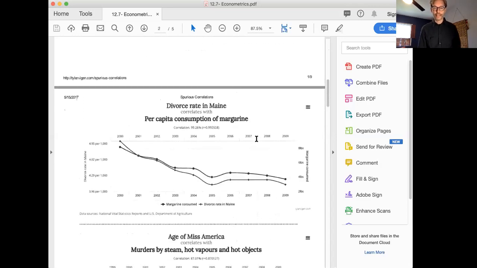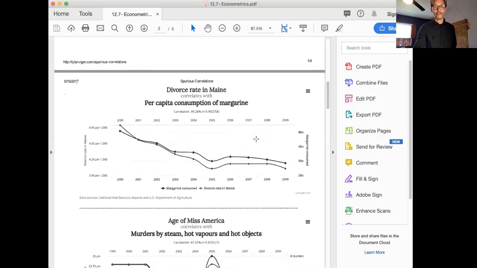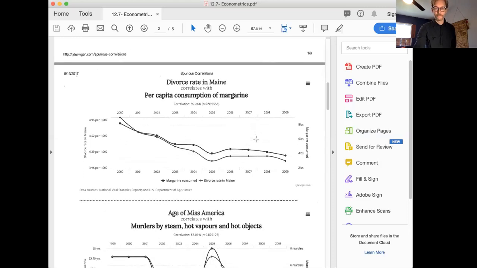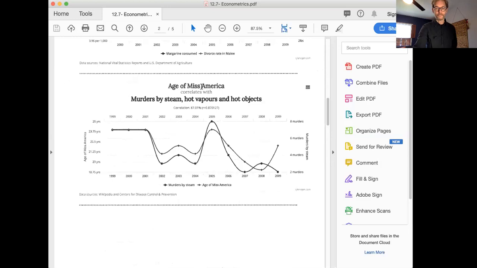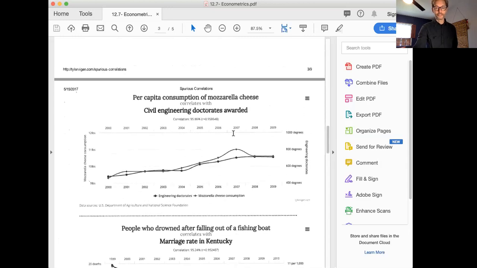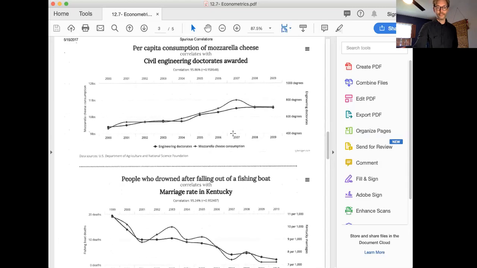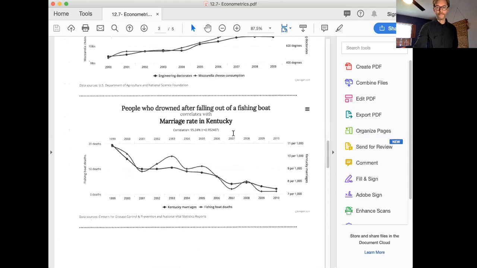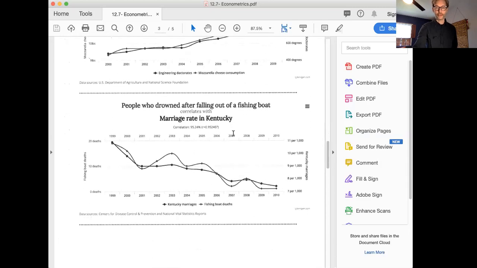You can flip through this handout and see all of the crazy relationships they found, like divorce in Maine relative to per capita consumption of margarine, the age of Miss America versus murders by steam, hot vapors, and hot objects, per capita consumption of mozzarella cheese versus civil engineering doctorates, people who drowned after falling out of a fishing boat versus the marriage rate in Kentucky. It keeps on going on and on.